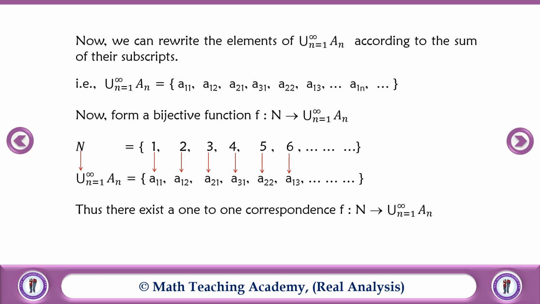Thus there exists a one-to-one correspondence f from N onto the union of An. That is, here we have noted that every element of the set N is mapped onto a unique element in the union of An. Hence the union of An is countable. That is, there exists a one-to-one and onto mapping from N onto the union of An. That is why we say that the union of An is equivalent to N. That is why the union of An is countable.